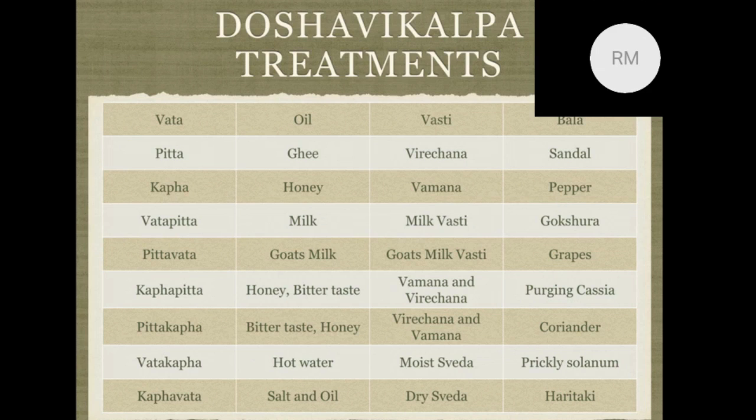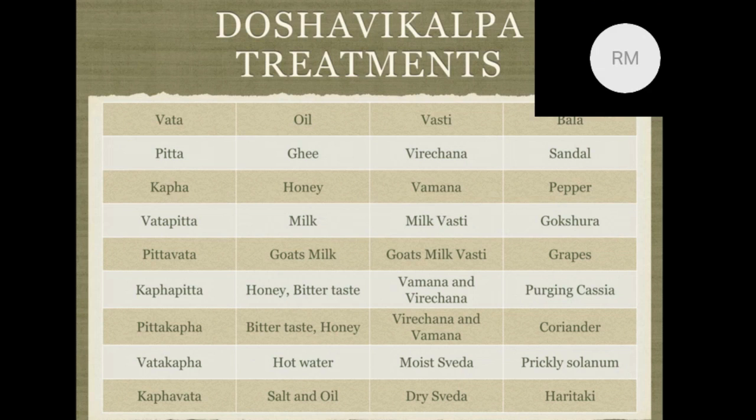So this is just an example of how the thought process moves as we make the diagnosis. If it is Pitta, then instead of oil, we use ghee. And instead of Vasti, we do purgation. Virechana means purgation. And then as a herb, we would use sandal. It's very cooling.